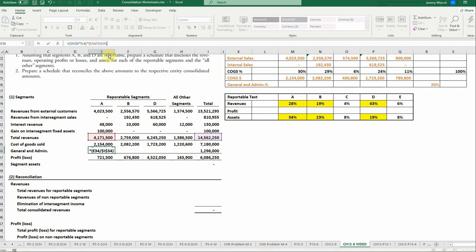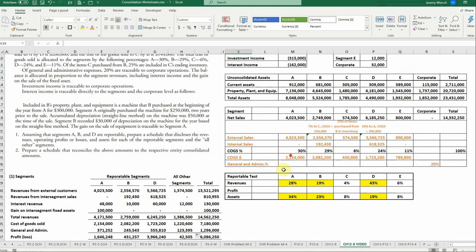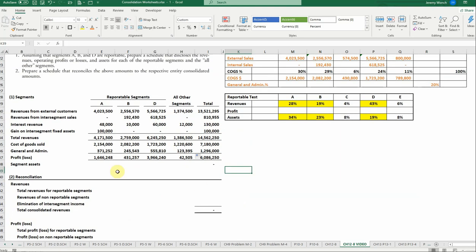And so that's going to be the proportion, multiply it times our SG&A, should give us 371,252 for A. And so we should just be able to drag that across. And hey, that's our 1.296 million that we calculated at first, which is 80% of the total G&A. So that's going to give us our total profit per segment and then total.